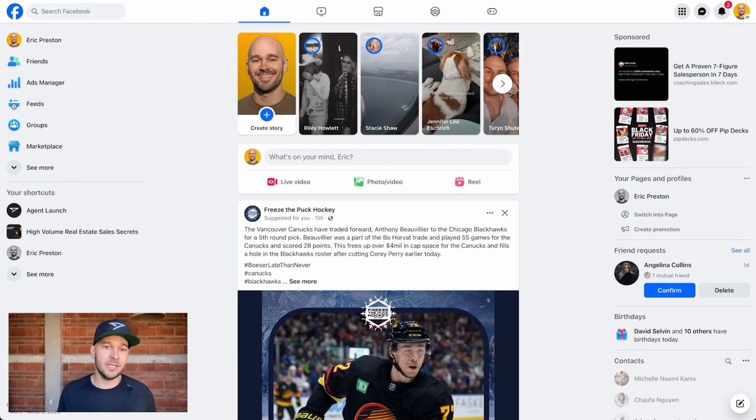There's a bunch of different types of ads. There's ads in Marketplace, there's ads in Messenger, there's ads in the newsfeed, the sidebar. There's a lot of different stuff. There's retargeting ads, which I'm not going to get into in this tutorial. That'll be for a future tutorial.